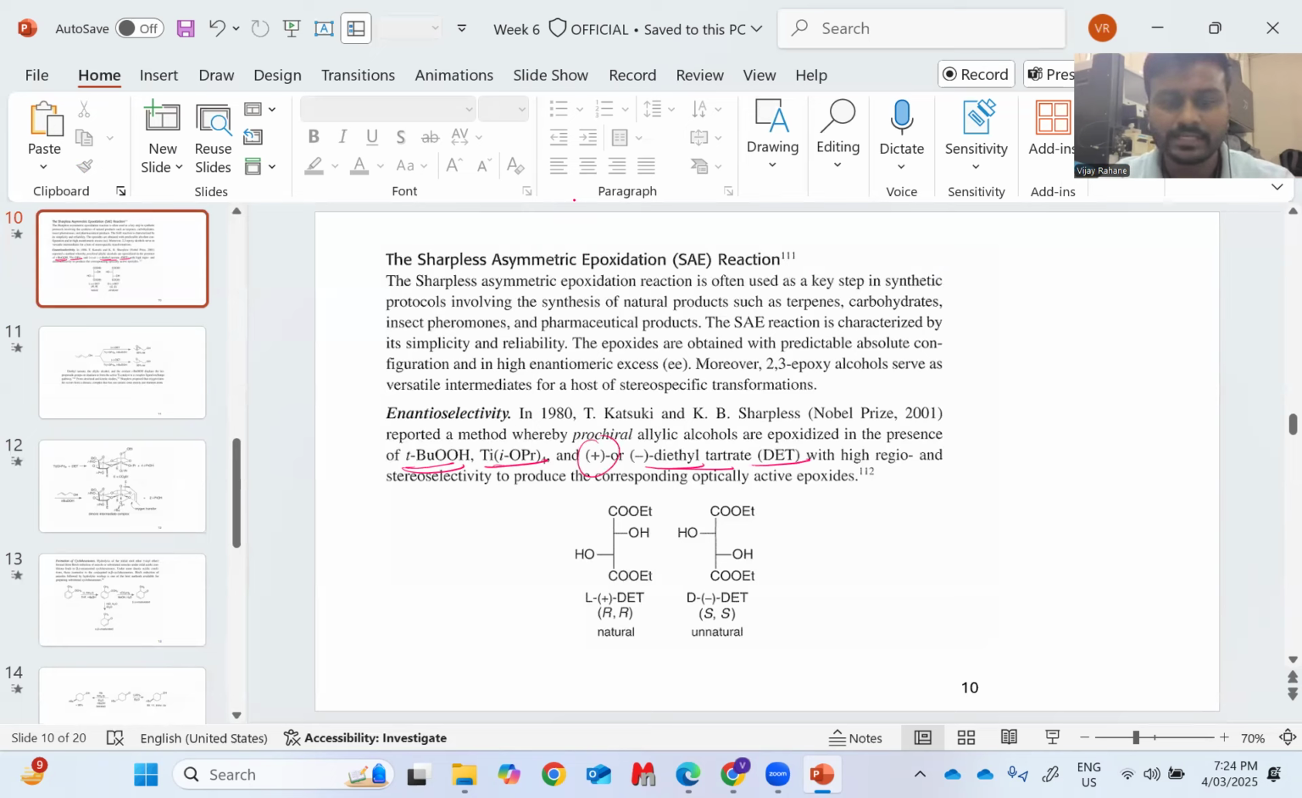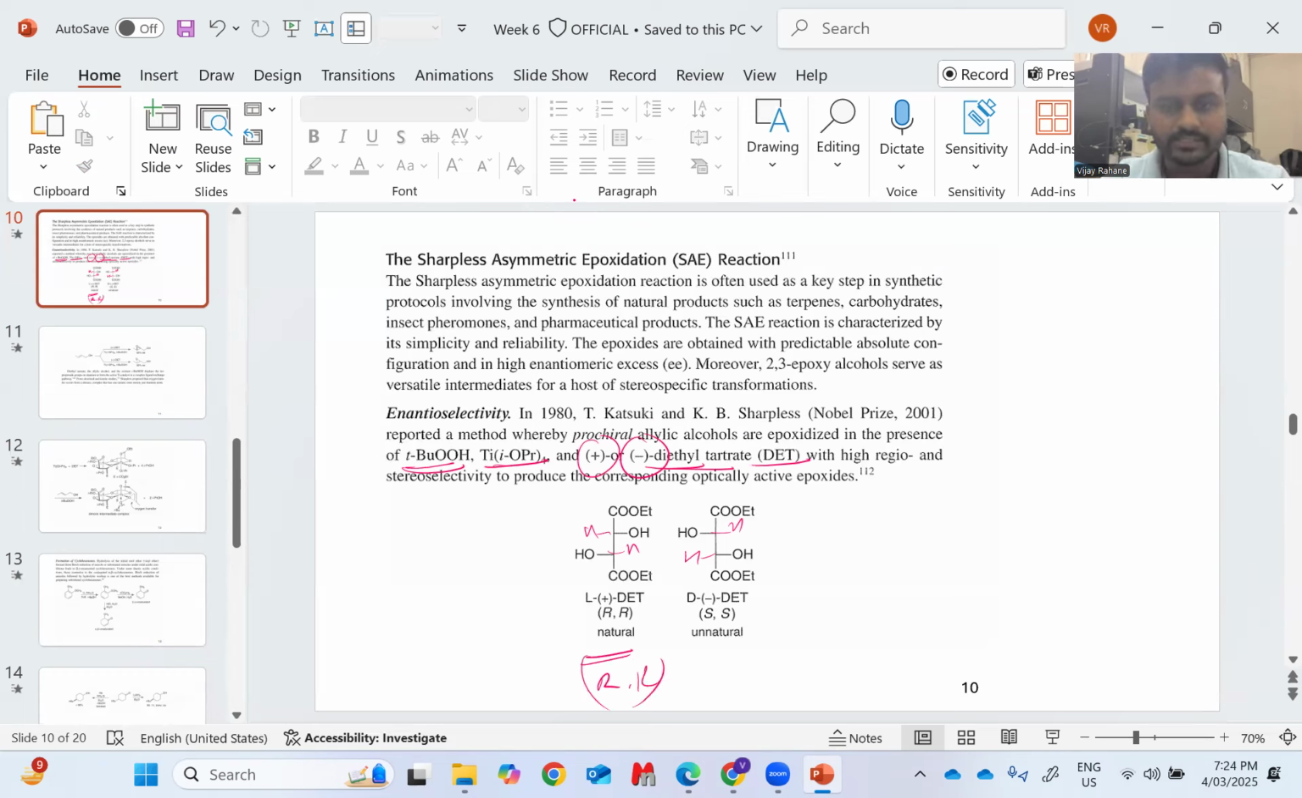If you use this peroxide with titanium isopropoxide and diethyl tartrate, it particularly depends on whether it is plus diethyl tartrate or minus diethyl tartrate. You can see the structure here. The plus diethyl tartrate has the stereochemistry RR, which is the natural diethyl tartrate that occurs in nature, but the minus diethyl tartrate is SS, which is the unnatural one. We can use this reagent to get the stereoselective epoxidation, whether you want plus or minus.